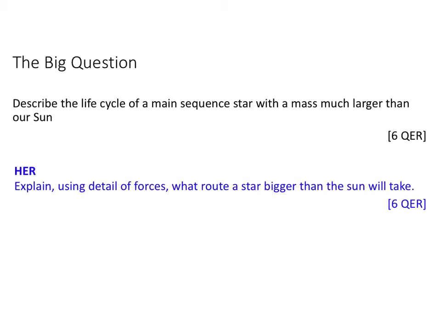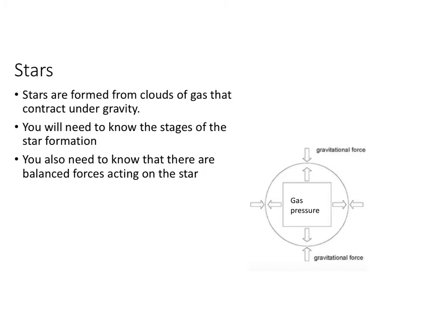Right, so our big question today is describe the life cycle of a main sequence star with a mass much larger than our sun. Amazingly, despite our sun being over 100 times the diameter of the Earth, it's actually a really, really small star. But that works out to be really quite good for us. So, stars are formed from clouds of gas that contract under gravity. We call that cloud of gas a nebula. Early stars were formed from just hydrogen, the most abundant gas in the universe.